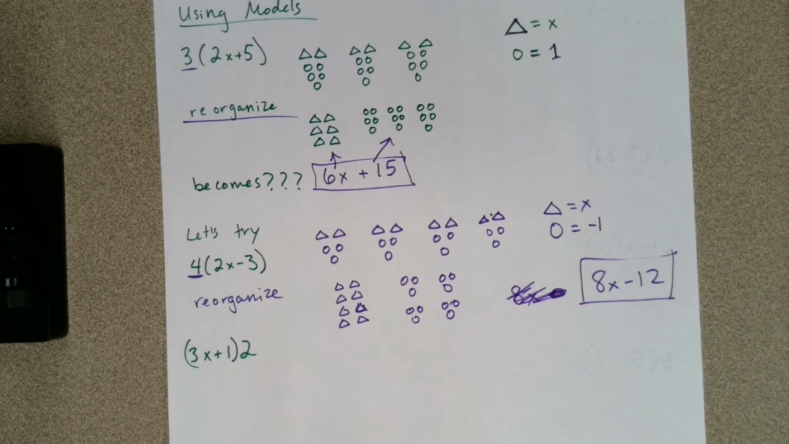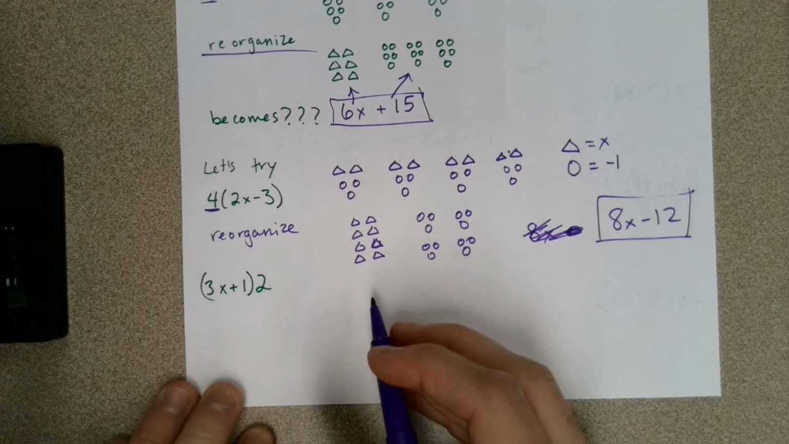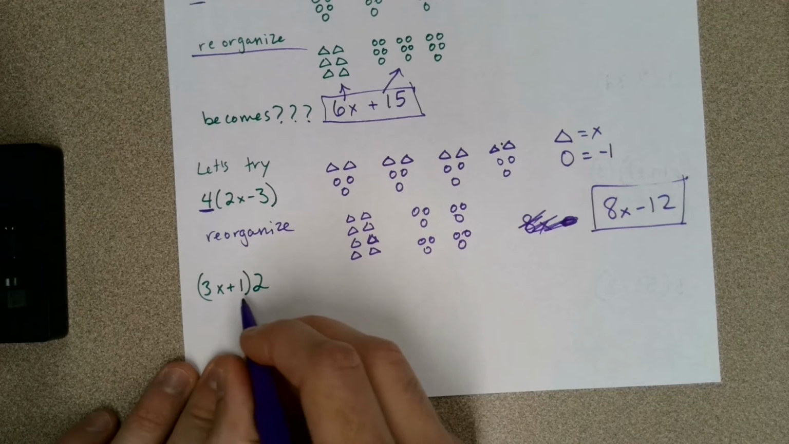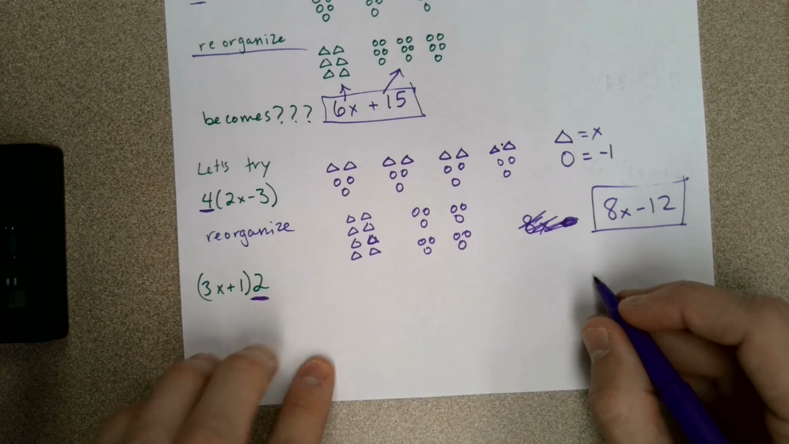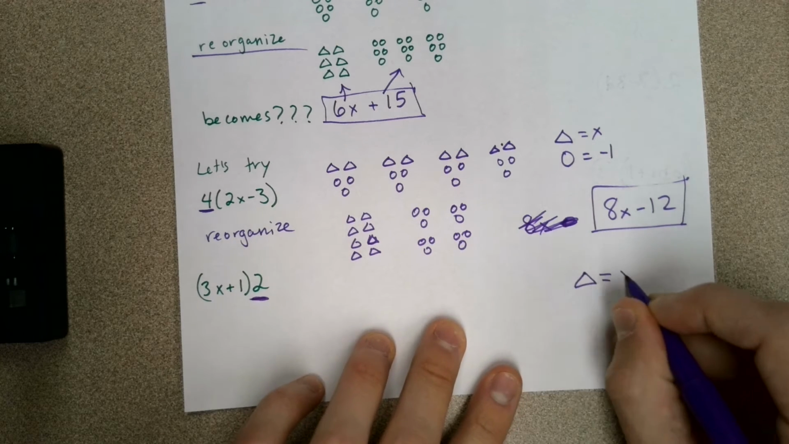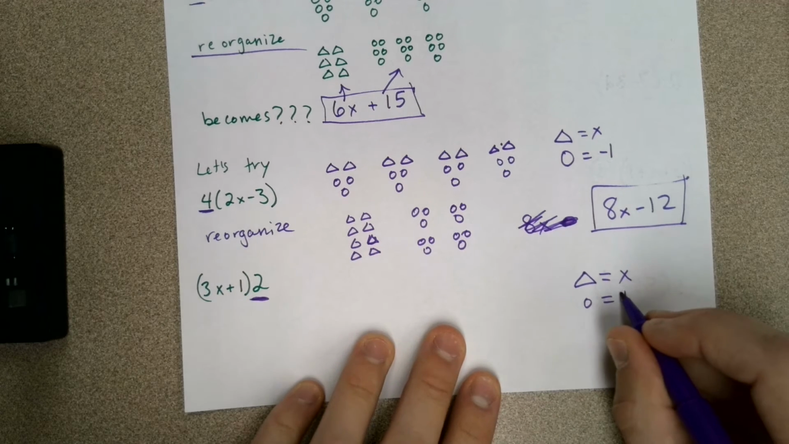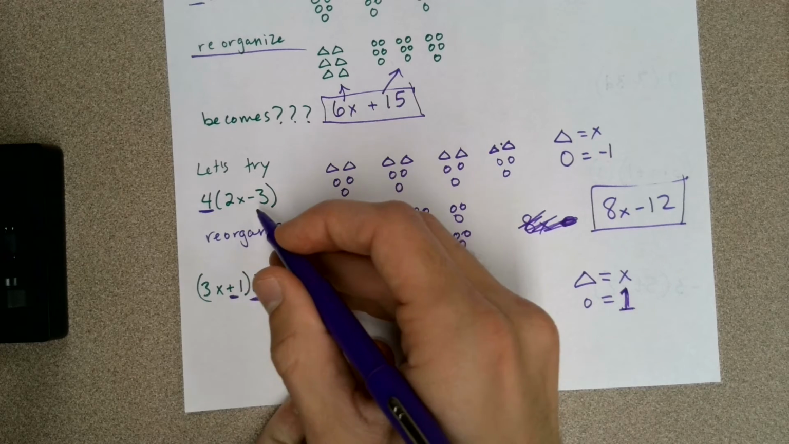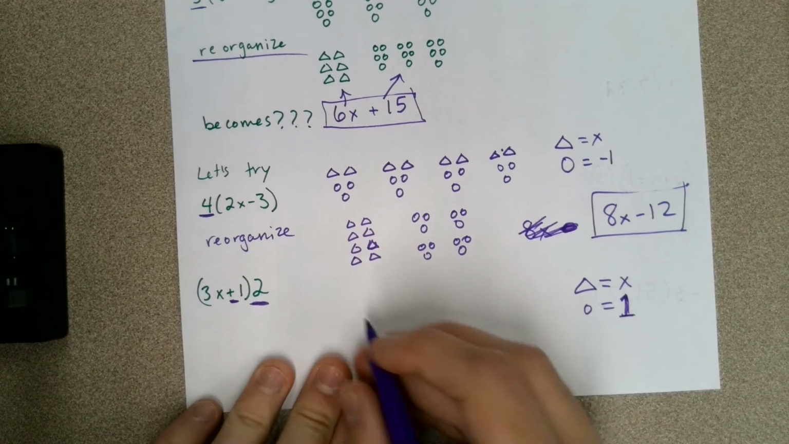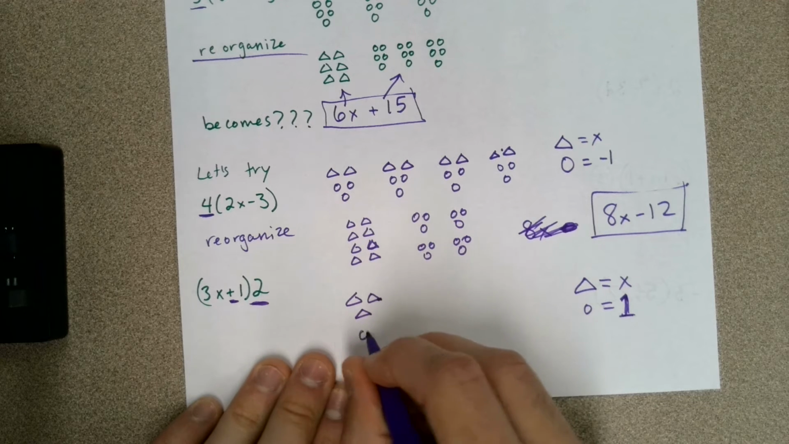So although it takes a little longer, it is a method that you can see makes sense if you put it together. We're going to do one more example here. Don't get fooled by this right here. We have it on the back side. Doesn't make a difference to us. Means the same thing. I'm going to write my model again here. Triangle equals x. Circle equals, this time, positive 1 because we're adding here instead of subtracting like we were on the last one. So I got 1x, 2x, 3x, and 1.